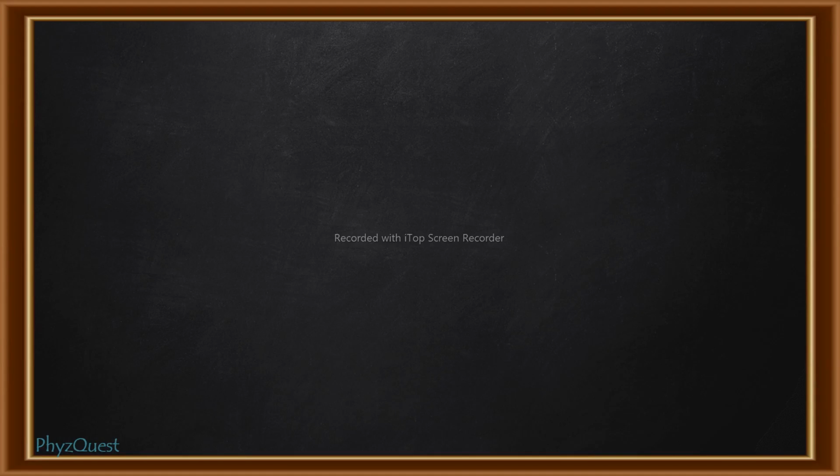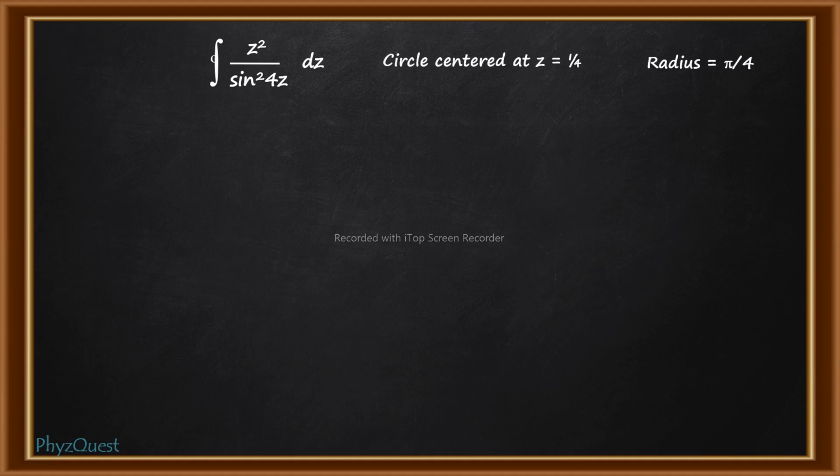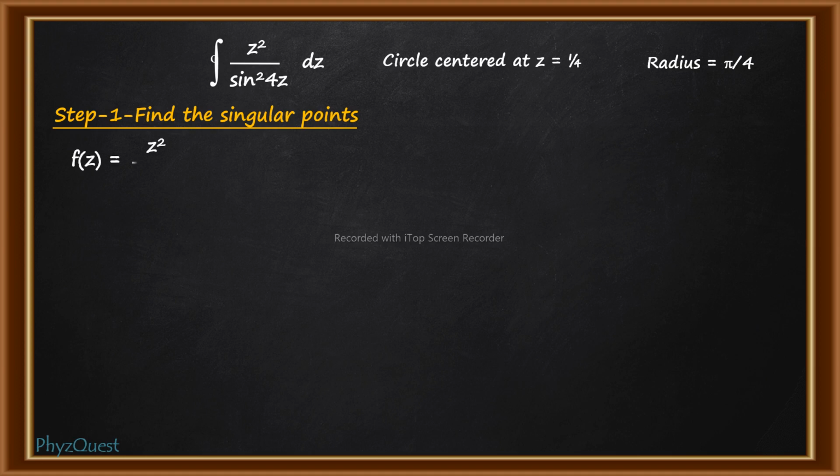So let's do that. We have taken the example of the integral of z square over sine square 4z dz, for a contour that is a circle centered at z equal to 1 by 4 and radius pi by 4. So first of all, step 1 is to find out the singular points. The function here is f(z) equal to z square divided by sine square 4z. To find the singular points, we set the denominator to 0. So sine square 4z is equal to 0.